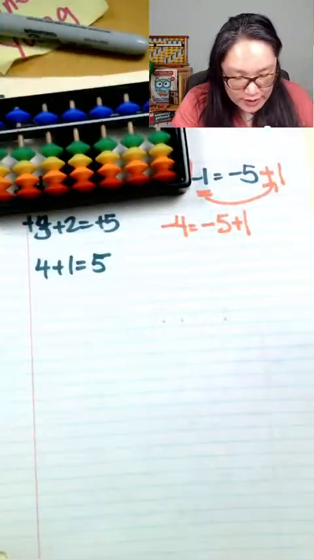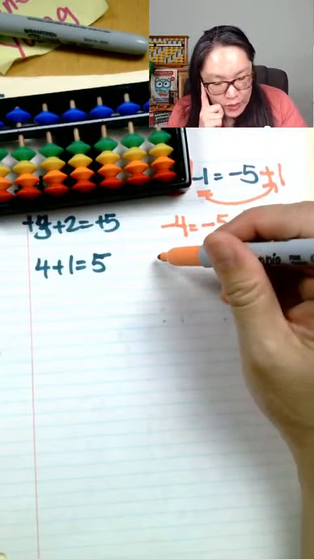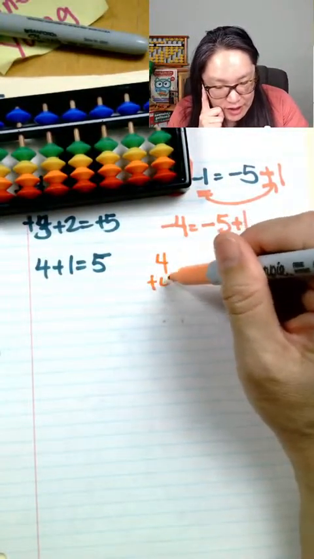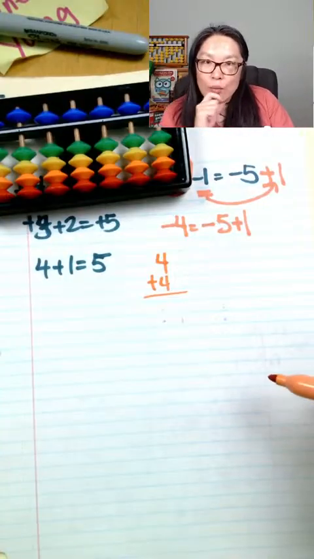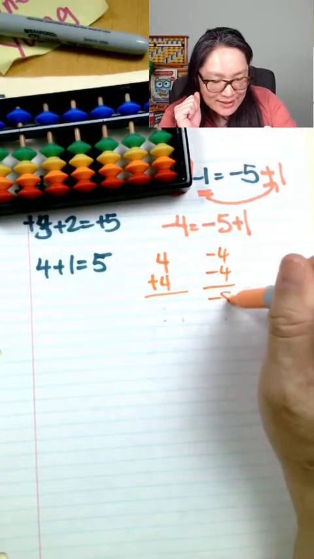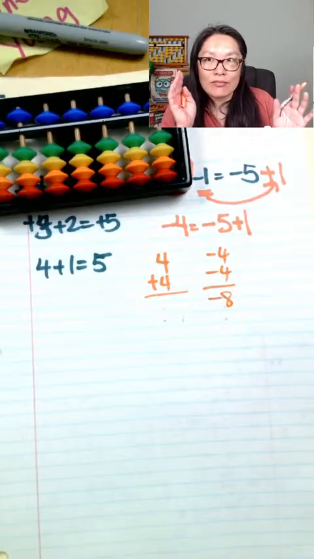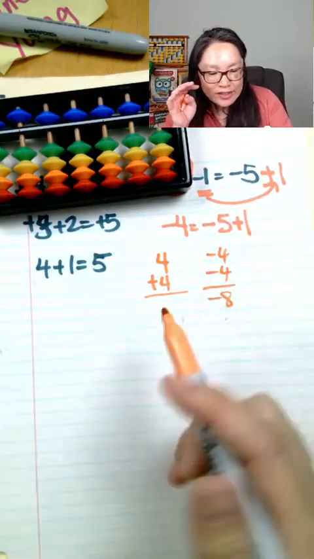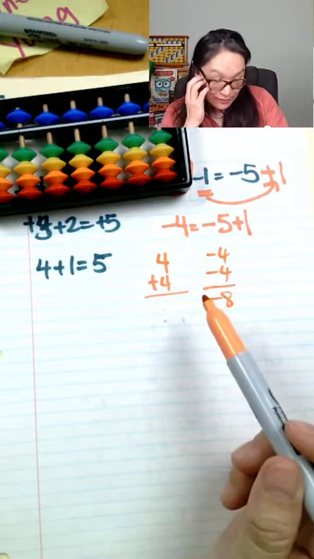So if you notice, when we're taught to memorize doubles, it's always going to be the plus. We never say, what's the minus 4? Minus 4 is equal to minus 8. We never talk about the other side, the inverse side of the doubles.